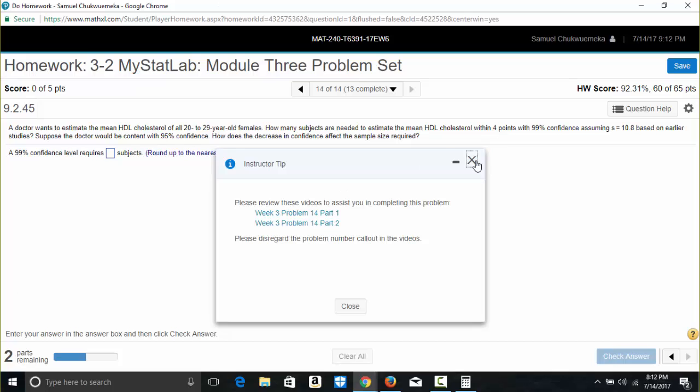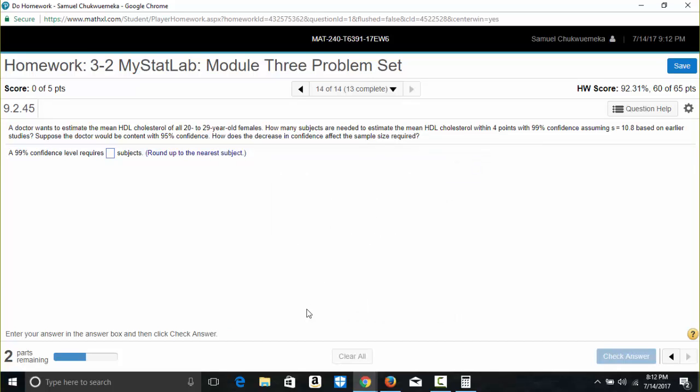You can read this later on. Question 14, last but not the least. A doctor wants to estimate the mean HDL cholesterol. I've forgotten what HDL means. Of all 20 to 29-year-old females, how many subjects are needed to estimate the mean HDL cholesterol within 4 points? Within means the margin of error is 4 points.